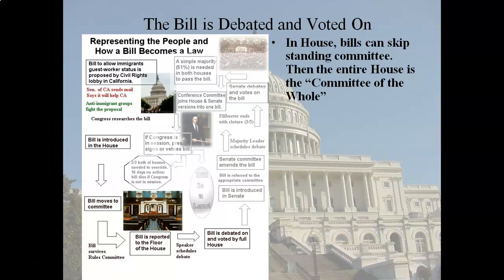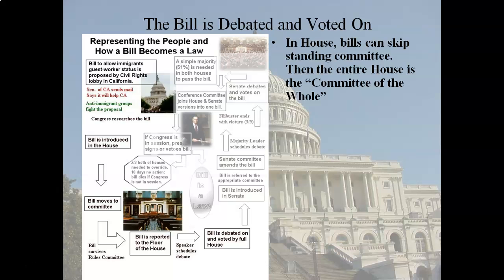In the House of Representatives, sometimes bills can skip a standing committee entirely. When this happens, the House is going to consider the bill as the committee of the whole. This would be when it's a really important bill that needs to get through the process quickly. The Speaker of the House can call the committee of the whole to debate the bill. The bill skips the whole standing committee and Rules Committee process, and this enables the bill to get considered very, very quickly.